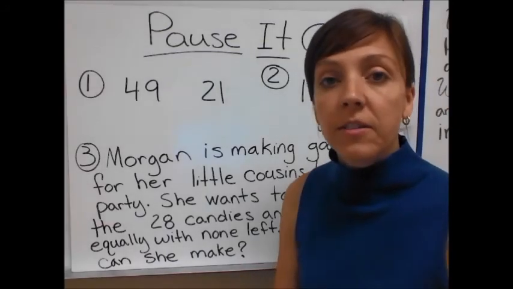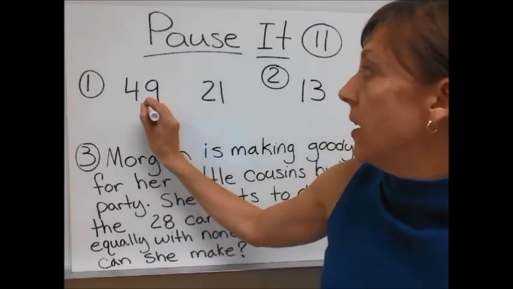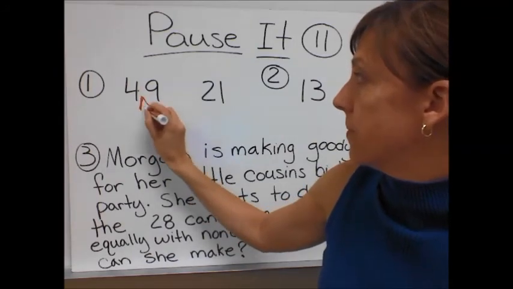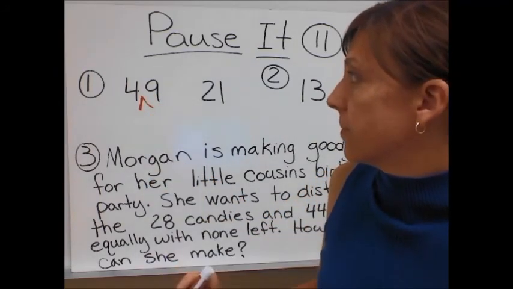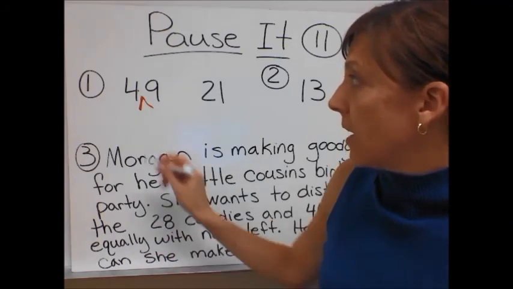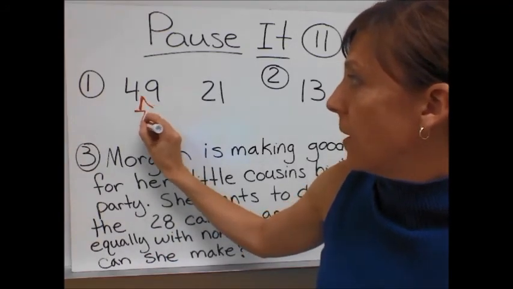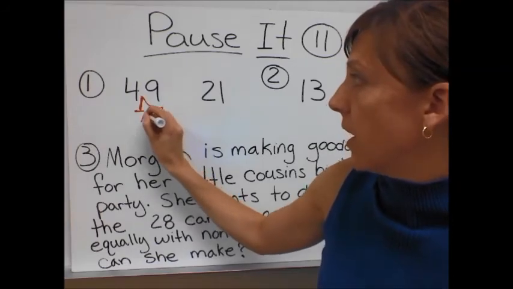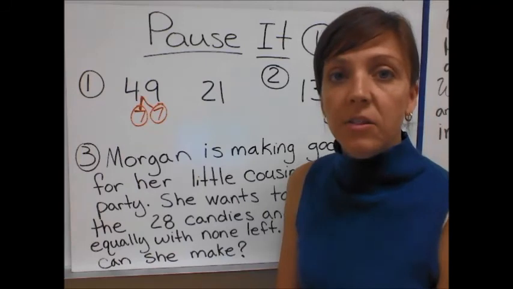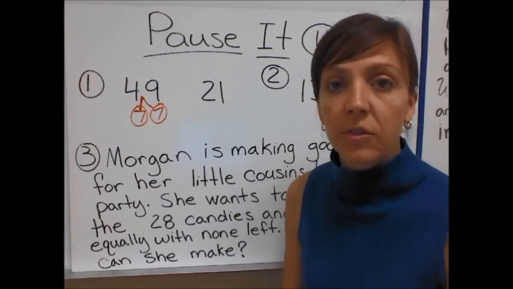All right, to find the greatest common factor of 49 and 21, I'm going to break this down into a factor tree. So I'm looking at 49. I'm going to ask myself, what number do I know goes into 49? Well, 7. And 7 times 7 is 49. So on my prime factorization tree, I have 2 7s.